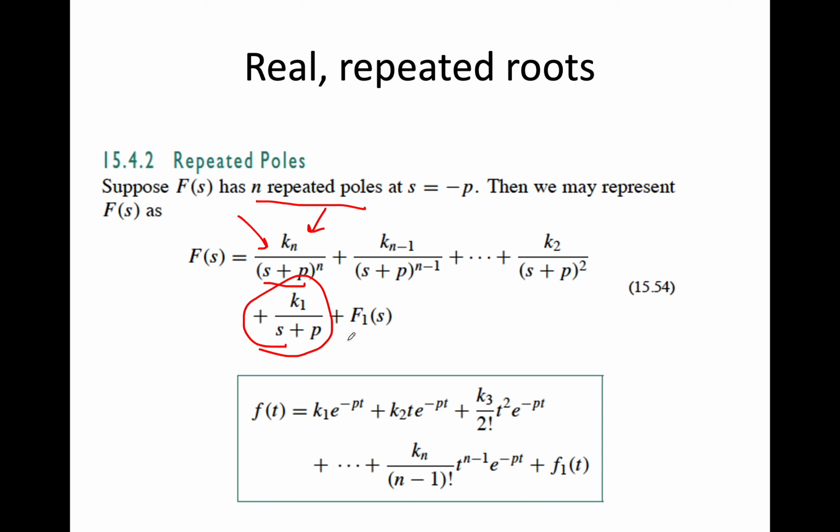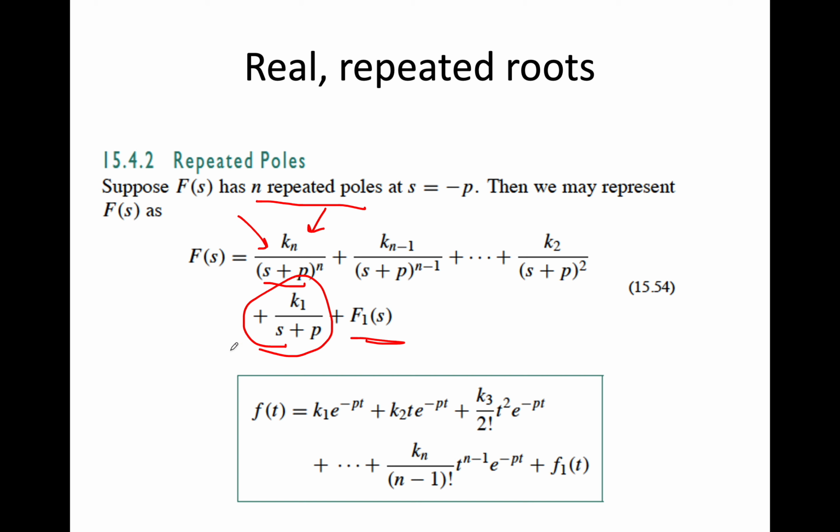And then this F1 of s represents any additional terms in the function F of s. A lot of times, if you remember our differential equation example, we had one term where we had 2 second order polynomials multiplied together. If you have that kind of thing, then you often will have an additional function in addition to your term that is repeated poles. And we'll see actual examples of this as we work through this.